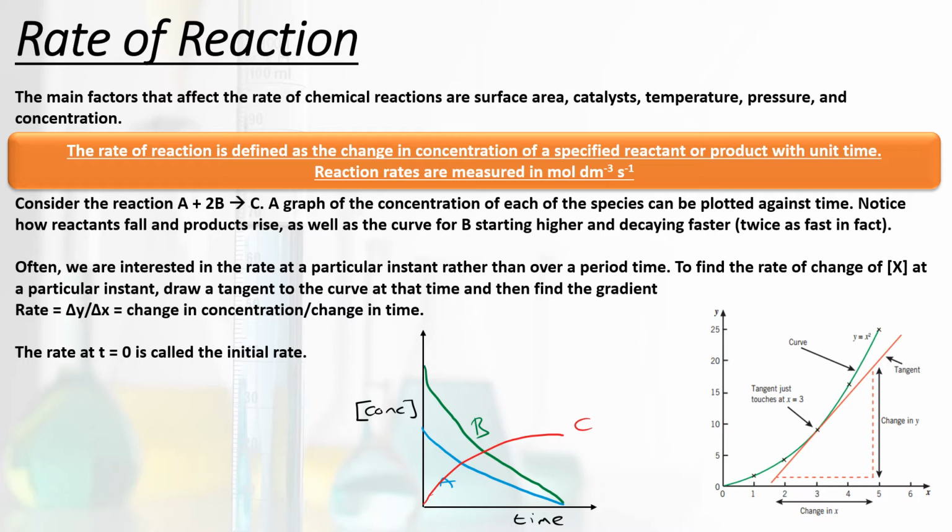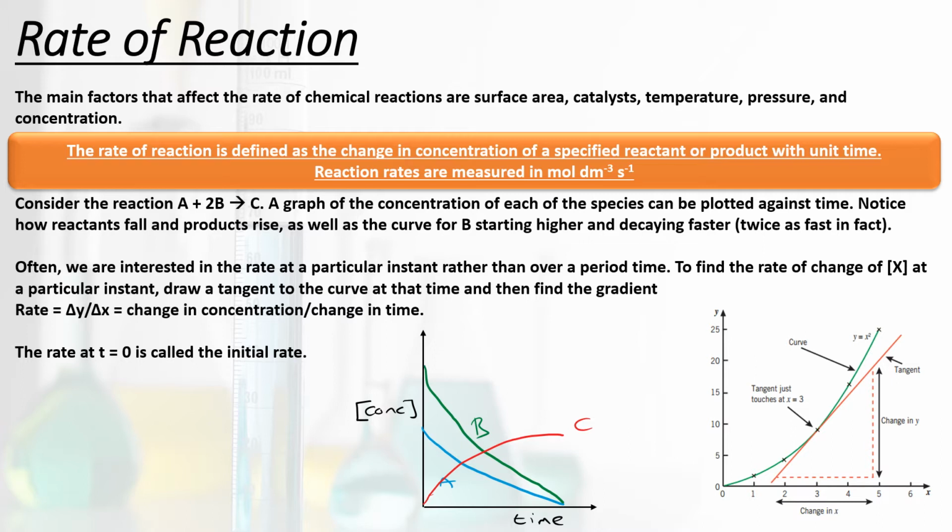Now reaction rates are measured in moles per decimeter cubed per second. So I think normally that concentration is measured in moles per decimeter cubed. Our definition is it's the change in concentration per unit time. So we have our moles per decimeter cubed divided by unit time, which is in seconds, moles per decimeter cubed per second.